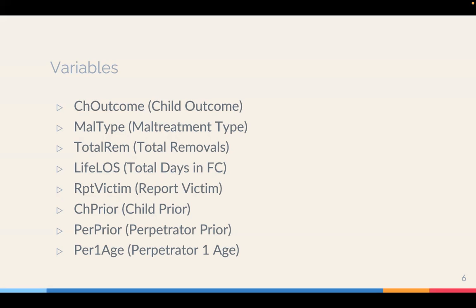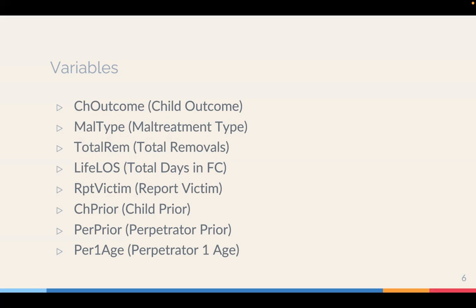Report victim and child prior. A child is considered a victim on a report if maltreatment is found to be substantiated or suspected following an investigation into the maltreatment. And child prior refers to whether a child has been a prior victim of maltreatment, using those same standards to determine whether they're a victim or not. Perpetrator prior refers to whether a perpetrator has previously committed maltreatment, again determined in the same way when considering the investigation of the maltreatment. If it's found substantiated or suspected, that person is considered a perpetrator.